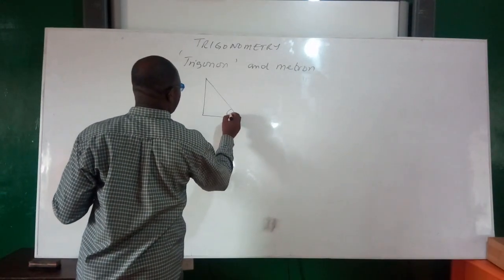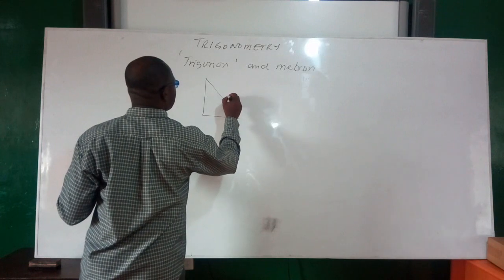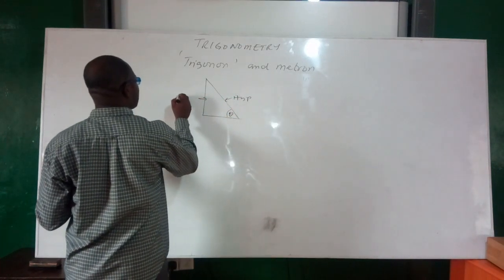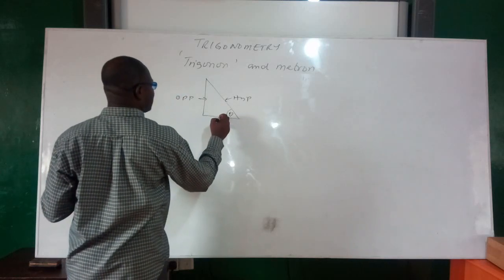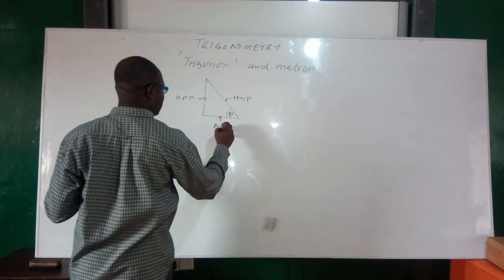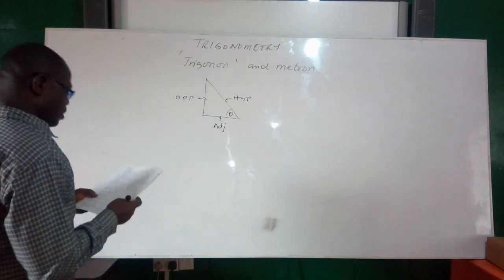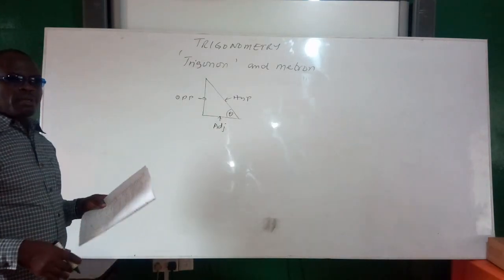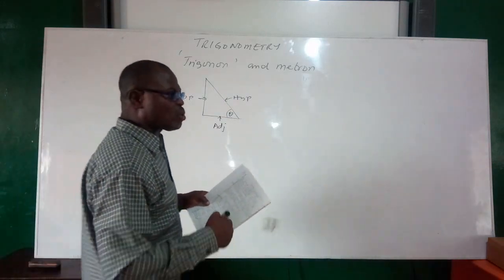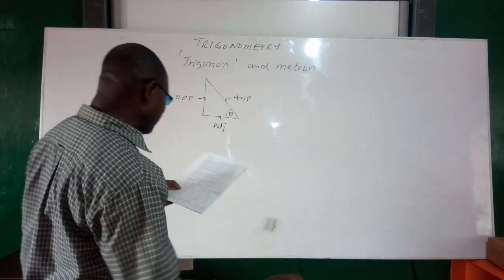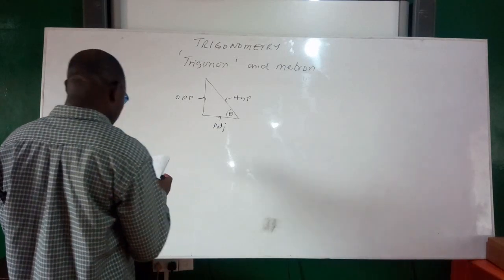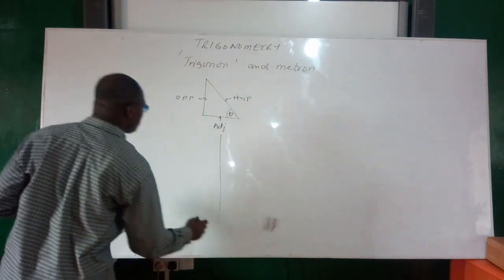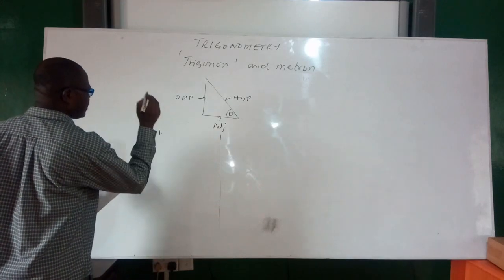As soon as the angle is marked, this is the hypotenuse. We now know this side is the opposite, and this side is the adjacent. Good. Then we are going to use the sides to derive things connected to sine, cos, and tan theta. We start with the first one, sine.